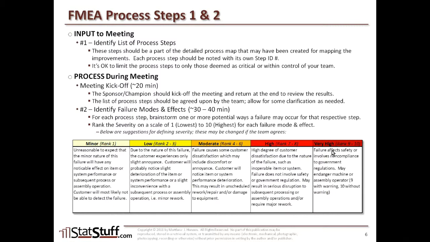Now, for a very high value on this, which is a scale of 9 or 10, the failure affects safety or it involves non-compliance to government regulations, and it may endanger the machine or assembly operator. In this case, you might give it a 9 if it's just a warning, or give it a 10 if this occurs without any warning at all. Again, this is a suggestion, but it's a relatively decent suggestion that you might want to follow as to how you determine the ranking you might associate with this particular portion of the FMEA, and that's where you're identifying the failure modes and effects.